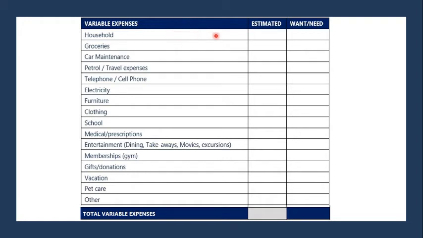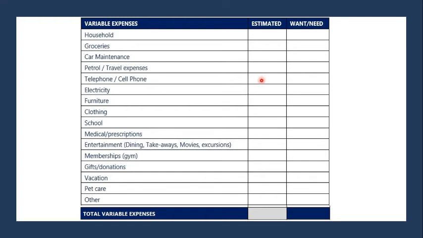Household. Now what is that? Household, notice the estimated and the want and need column that needs to be completed. This is if you put money aside to fix something in your house that may break, like a fridge. Groceries. Remember, you don't pay the same amount per month for groceries. Car maintenance. Only if you have your own car, you might put money aside for maintenance. Petrol or travel expenses, bus or taxi.